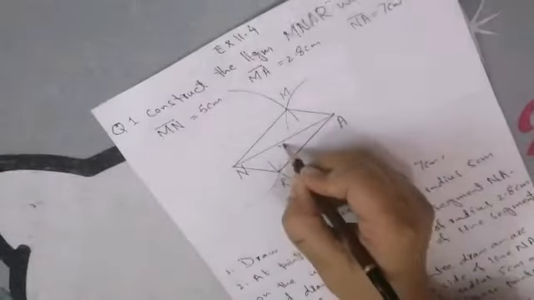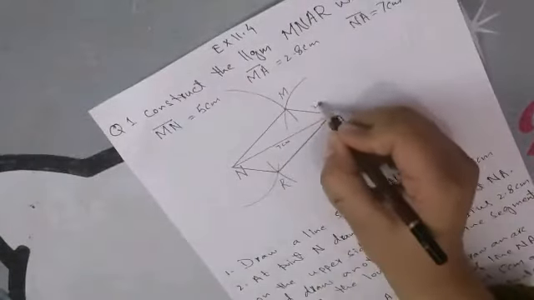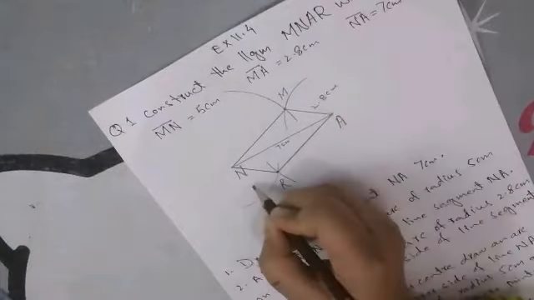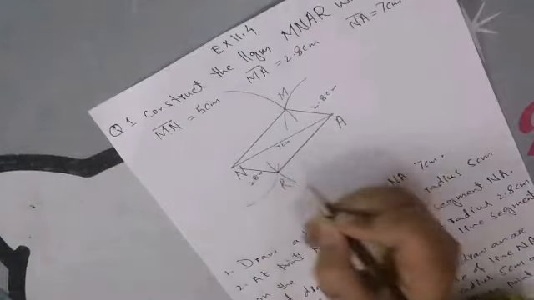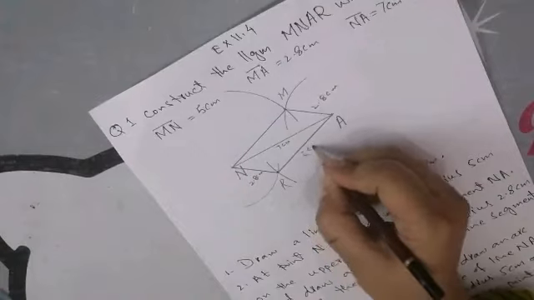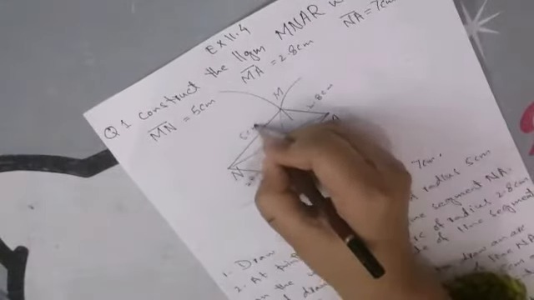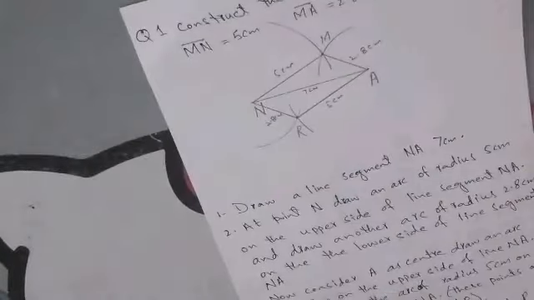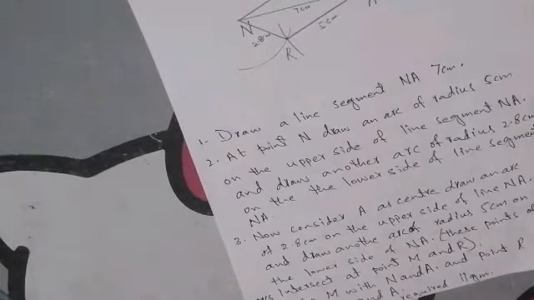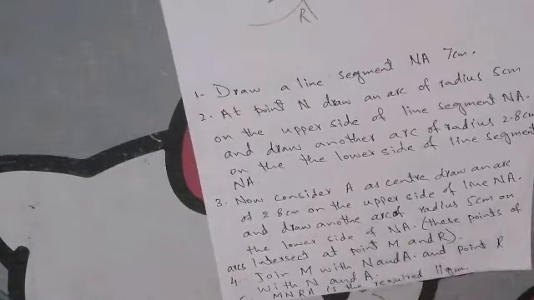This is 7 centimeter, 2.8 centimeter. This one also 2.8 centimeter, 5 centimeter, 5 centimeter. So we get a parallelogram. MNRA is the required parallelogram. So these are the steps of construction. You note down the steps of construction and draw it and try to do question number 2 by yourself.